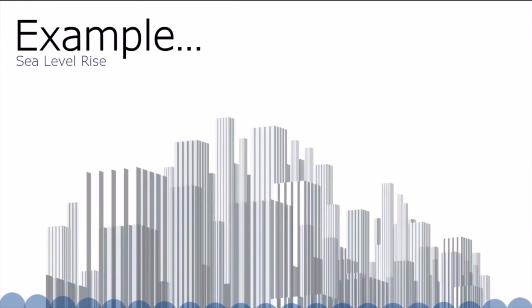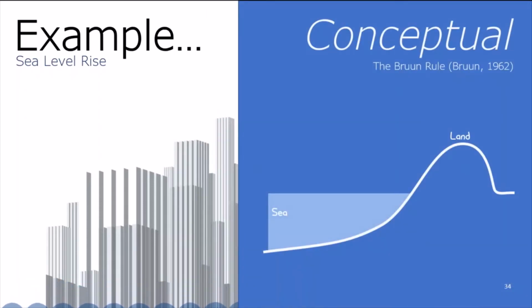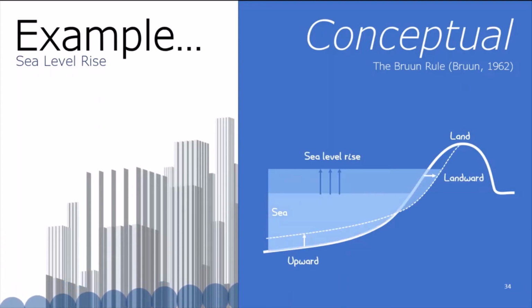For our conceptual model, I'm using the example of the Brun rule that I mentioned on the previous slide. Here we have a cross-section of the coast, with dry land on the right-hand side and the ocean on the left-hand side. In its most basic form, the Brun rule is a conceptual model that describes how this cross-sectional profile might respond to sea level rise. The rule states that as sea levels rise, the dry land will be eroded and move backwards, and the eroded material will be moved offshore to bring this part of the profile upwards.